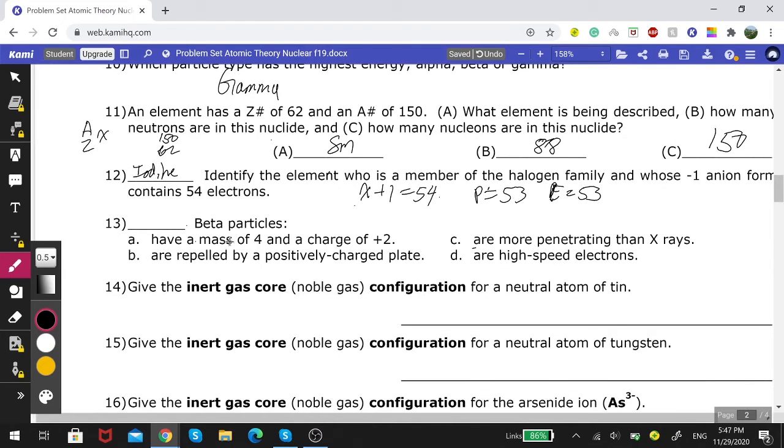Beta particles. Nope, this is alpha. These are repelled by positively charged plates. Nope. Are more penetrating than X-rays. No, X-rays are gamma. Are high-speed electrons. That looks right. D.